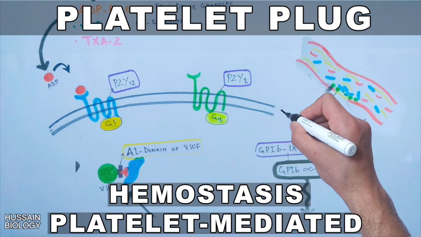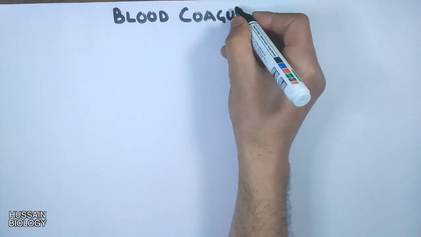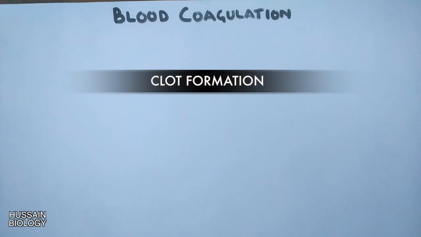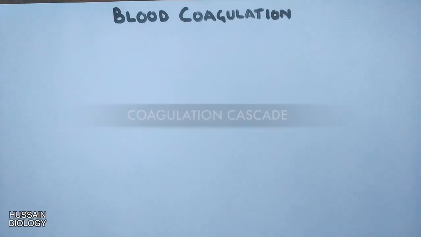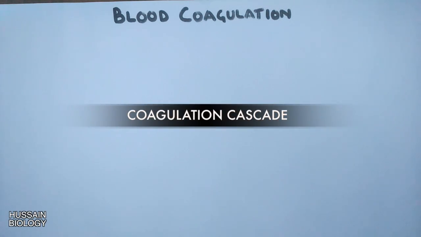In the previous video, we discussed the first part of hemostasis, that is the platelet plug formation. And now in this video, we'll be discussing blood coagulation, which includes the clot formation. In this process, the blood is transformed into a solid gel at the site of vessel damage. And these reactions occur in a cascade manner, so we also call it a coagulation cascade. Now let's get into the details.